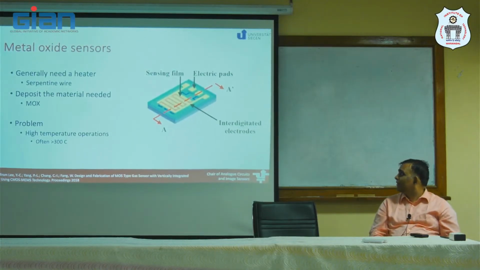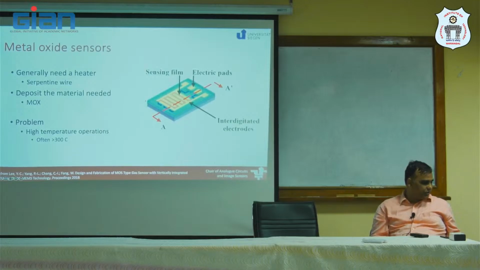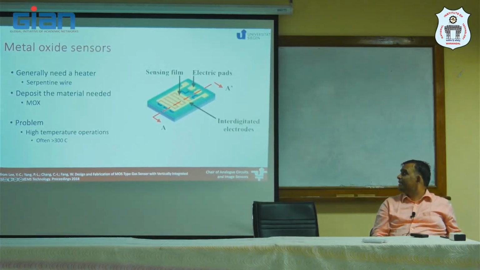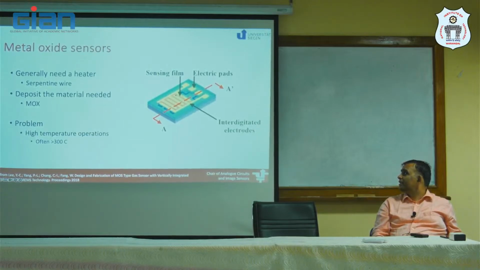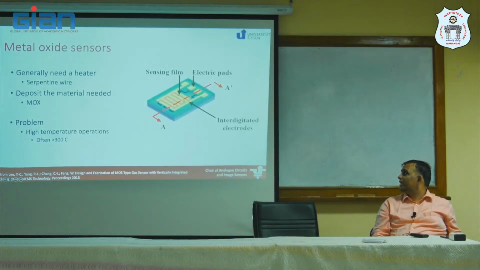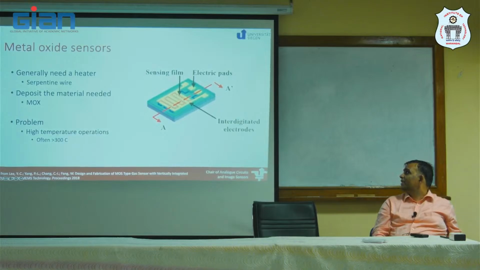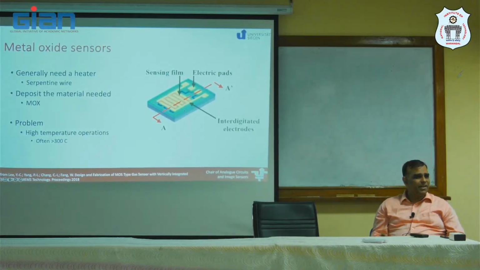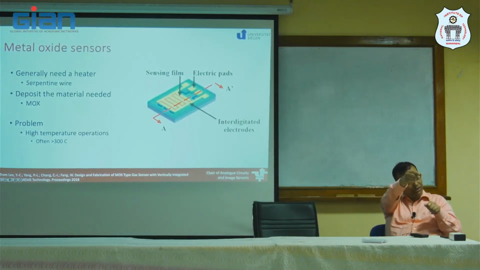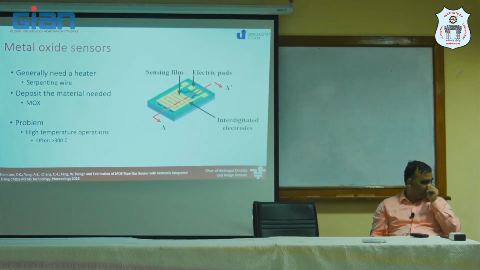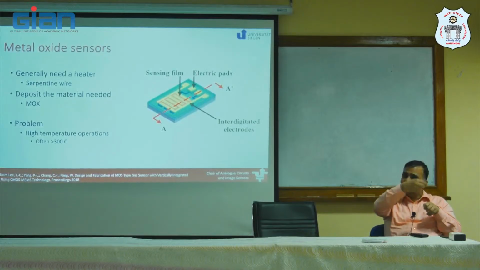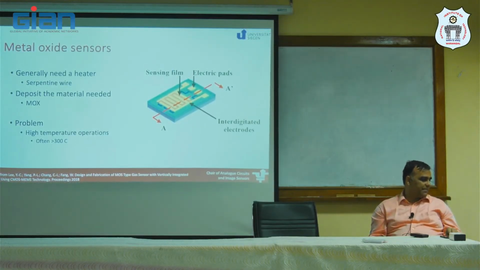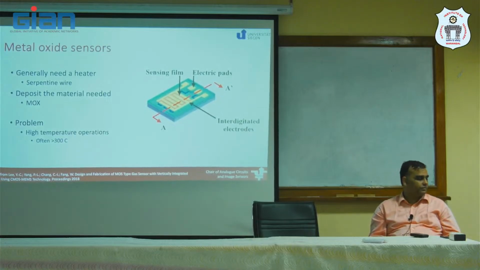Here is an example of a sensor like this. You have got a sensing film which has been deposited on top of this. The yellow color is your sensing film. On top of that, we have got an interdigitated heater, and generally we use serpentine wires to increase the length. The longer the structure, the more heat it will give. So you may create a serpentine wire, deposit metal oxide of some type, and heat it.